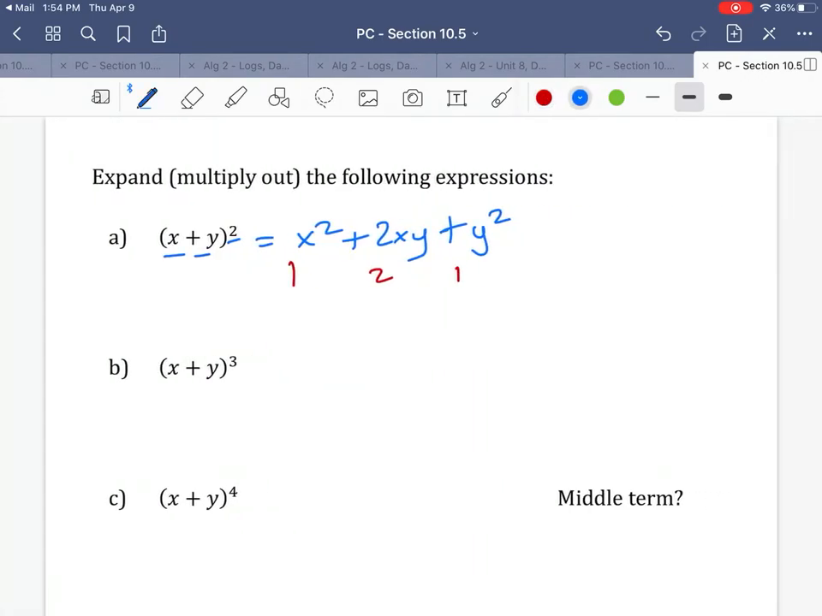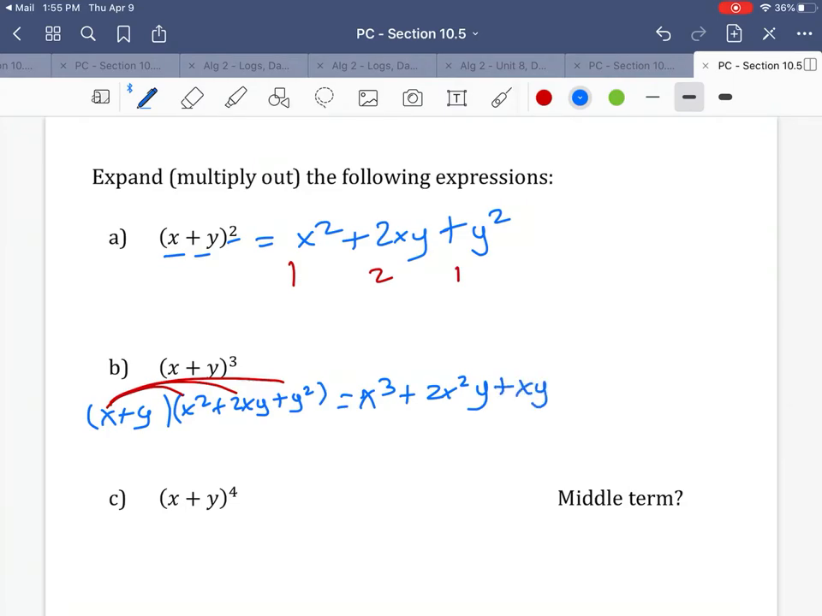So to prove to you that this works this one time, I'm going to take the last answer, my x squared plus 2xy plus y squared, and I'm going to multiply it by x plus y. All right, so I'm going to do x times all these pieces and get that answer. So that would be x to the 3rd plus 2x squared y plus xy to the 2nd. All right, and then I'm going to do y times all these things and get that answer. So it would be x squared y plus 2xy squared plus y to the 3rd.